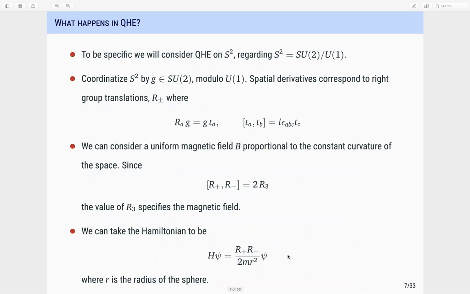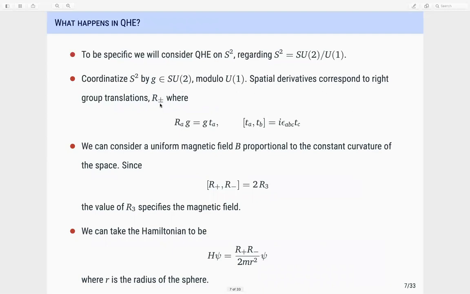So to be very specific, I'm going to start by considering a quantum Hall system on a two-sphere. We regard the two-sphere as SU(2) mod U(1). What this tells us, of course, is that the curvature on S2 takes values in the algebra of U(1), so it's a U(1)-valued curvature. And I can put magnetic fields proportional to that on the two-sphere. I can coordinatize the two-sphere by SU(2) elements, modulo U(1), of course. So spatial derivatives on S2 will correspond to translations in the group. I choose them to be right translations.